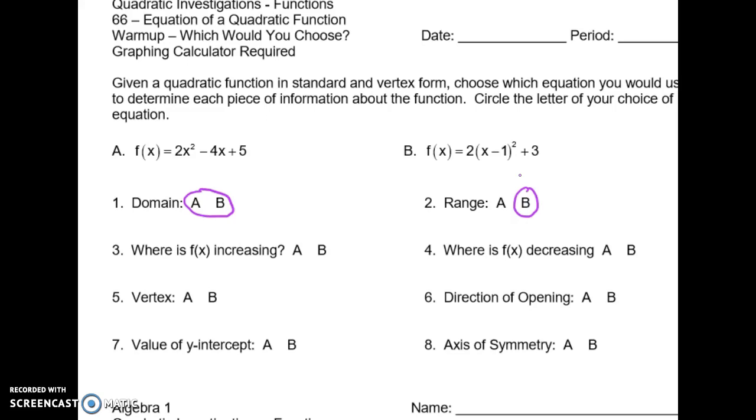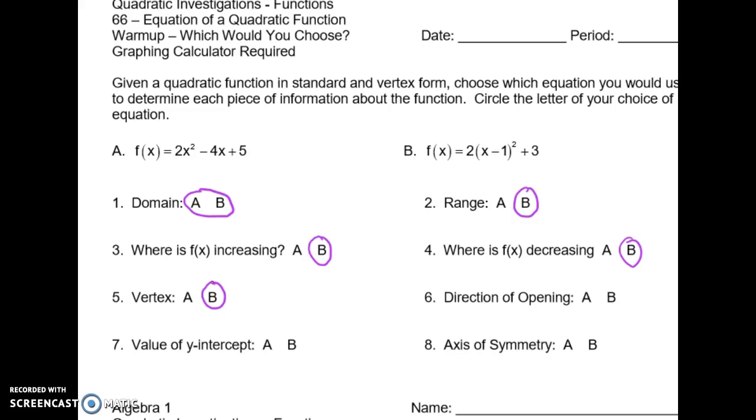Increasing and decreasing tells us if the value is getting bigger or smaller for the function. I'm sorry, not where it opens up or down, but if the value is getting bigger or smaller. So based on the fact that we need to know the vertex, I'm thinking that vertex form, which is form B, would be much easier to use. And if we're trying to find the vertex, vertex form would certainly give us the vertex more easily.